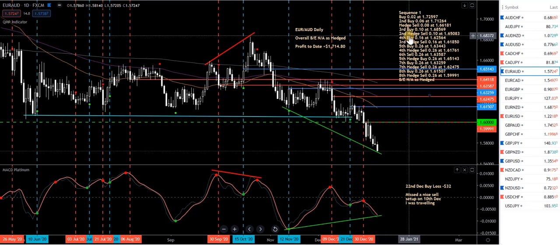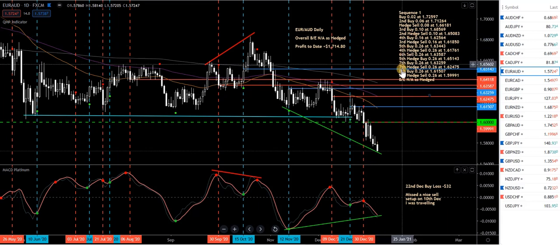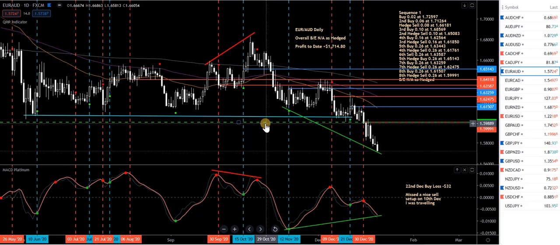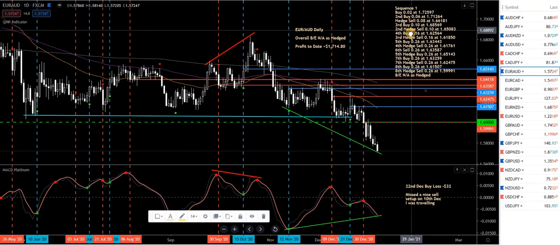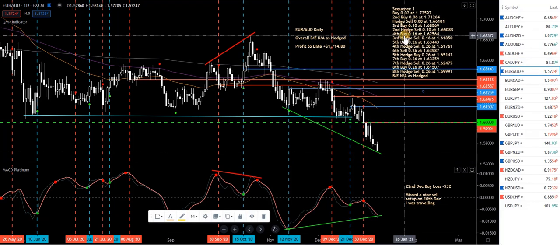In the meantime, this whole sequence 1's hedged. And I'm looking for a buy. This green level is the 160, so it's a big number. You could probably draw them anywhere, but Euro Aussie, yeah, going nowhere fast. You'll find, and I've said it in many videos, that the Euro Aussie and the Aussie USD tend to work in opposite directions to each other. A bit like the Euro USD and the USD Swiss Franc.